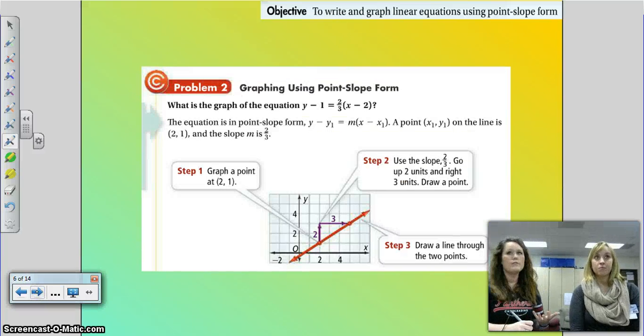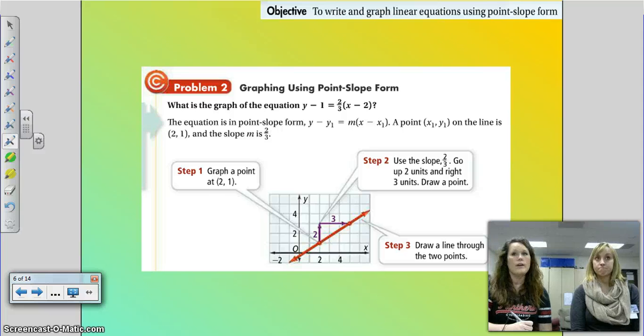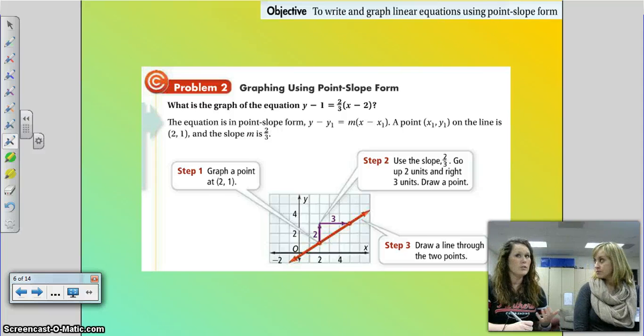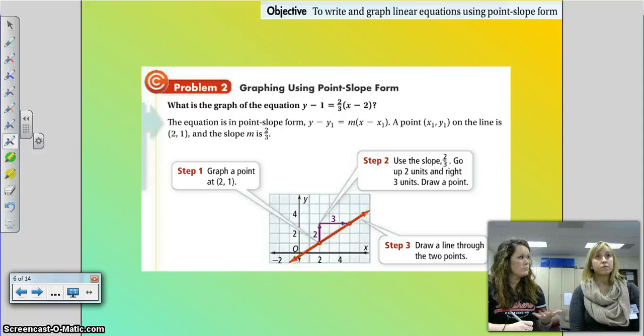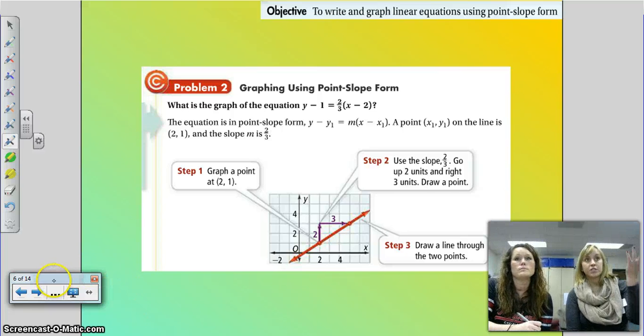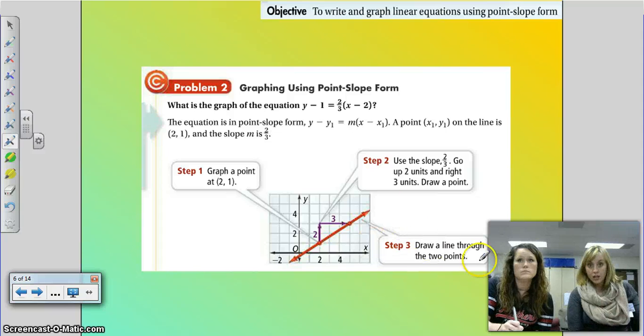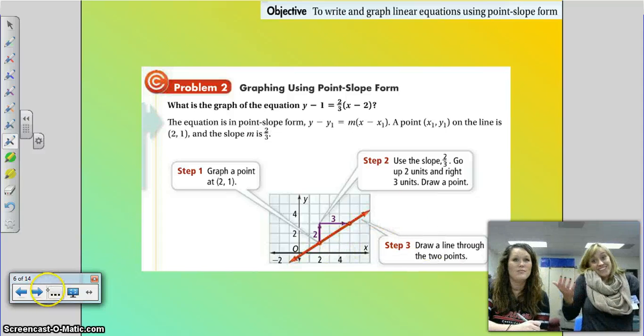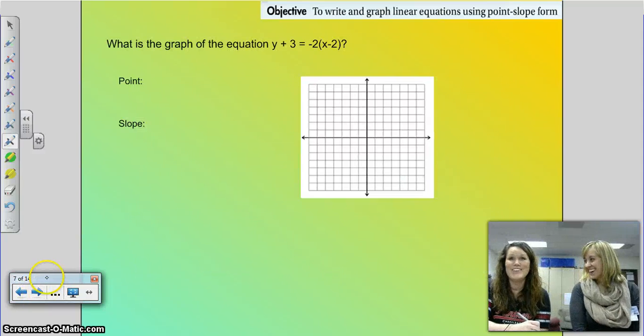So now, how do you graph it? Well, that's pretty easy. If I have a point and a slope, couldn't I just put my point on the graph and graph it with my slope? Sure could. So that's what it says here. Step 1, graph the point. Step 2, use the slope. Step 3, draw a line. It doesn't get much easier than that.